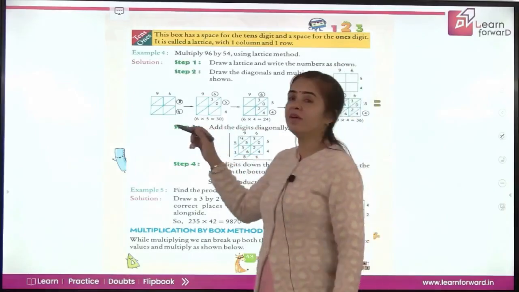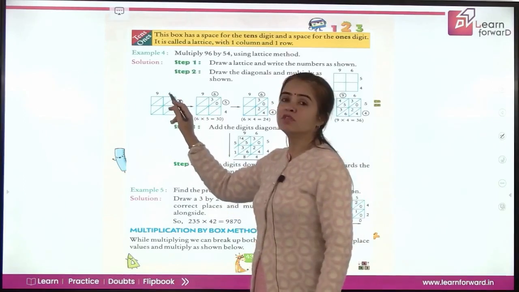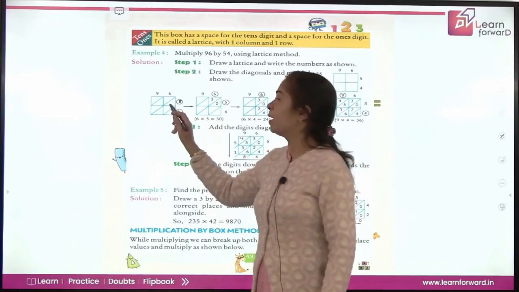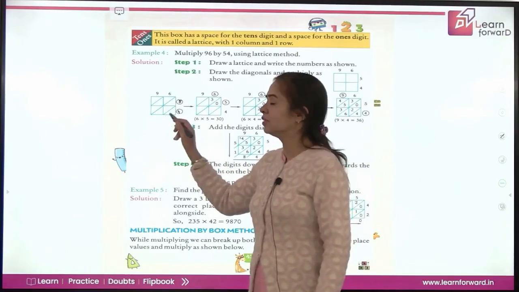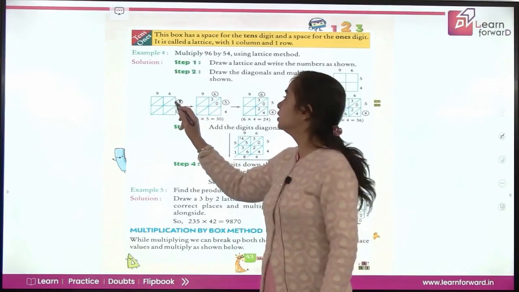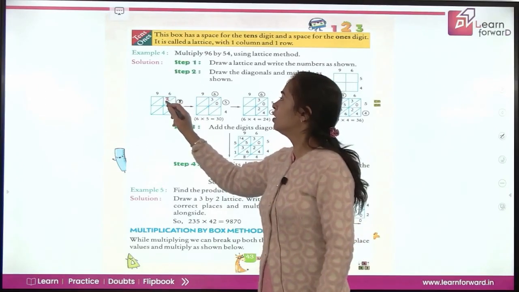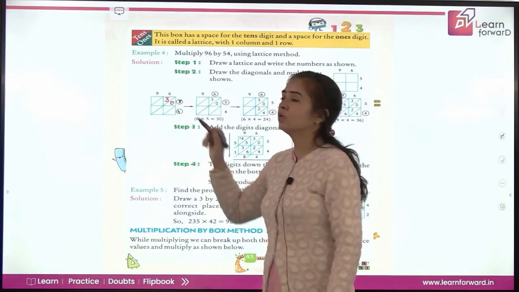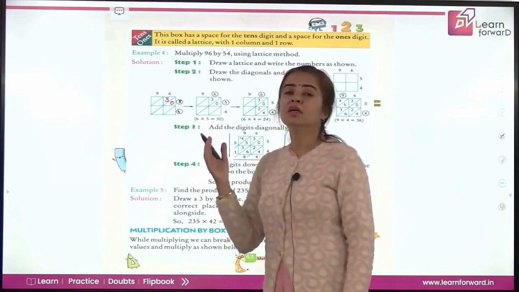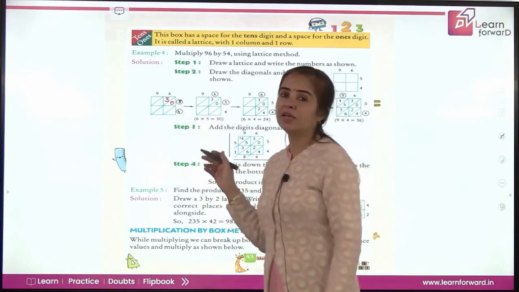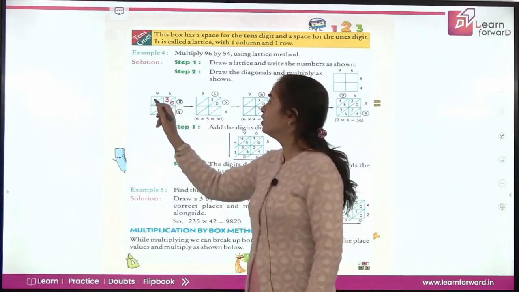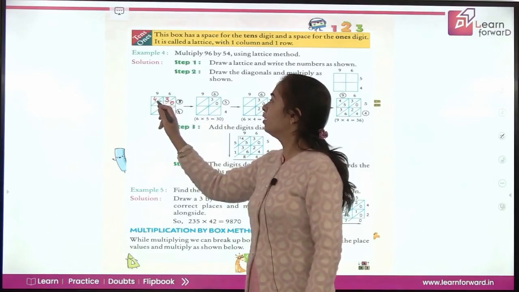So here, in this box, which two numbers are coming closer? 6 and 5. So we'll multiply. 6 5s are 30. So for 30, you will write 3 here and 0 here. So the lower part is for the ones place, the upper part of the grid, that means above the slanting line, is the tens place. Now 9 5s are 45. So we will write 4 here and 5 here.